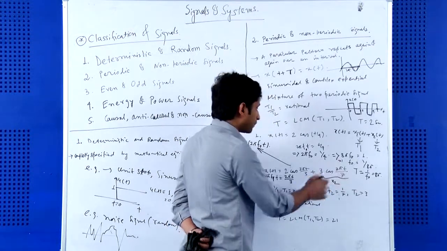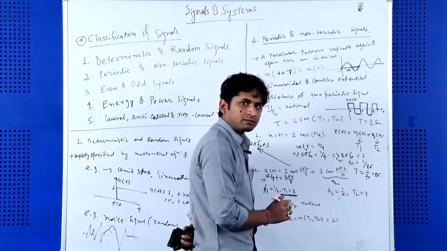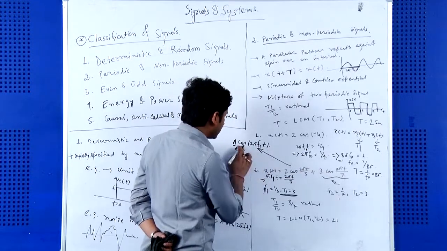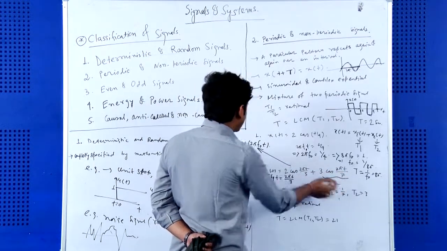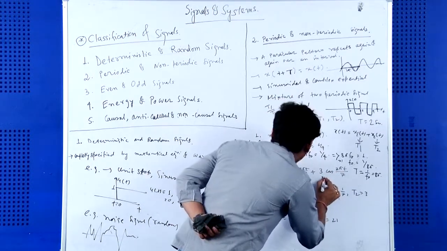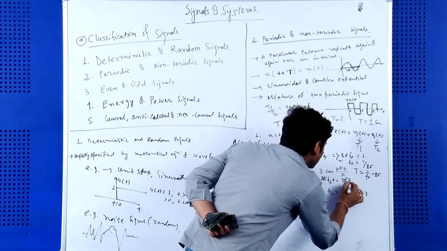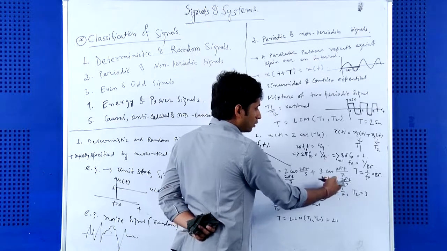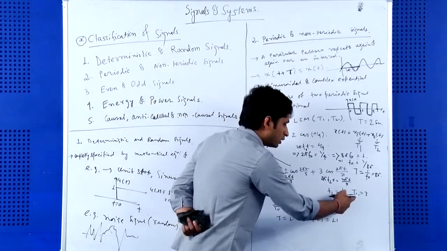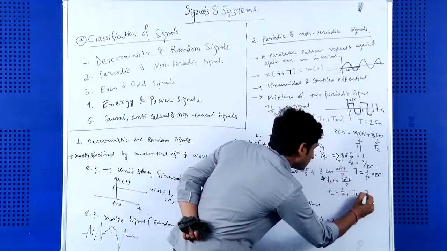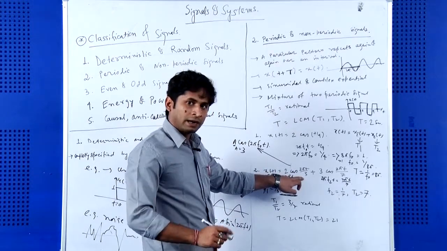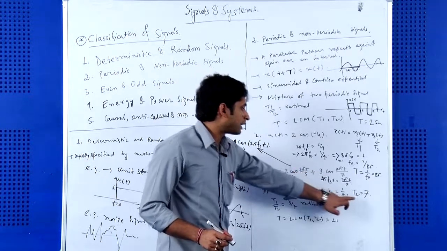Now consider the second part, 3 cos(2 pi t/7). Compare it with the standard one, A cos(2 pi f naught t), where in this case the amplitude A is equal to 3, and 2 pi f2 t is equal to 2 pi t/7. From there, f2, the fundamental frequency of the second part, is equal to 1 by 7. So the fundamental time period T2 is 1 by f2, which is equal to 7. So the fundamental time period of the first part is 3 and that of the second part is 7.